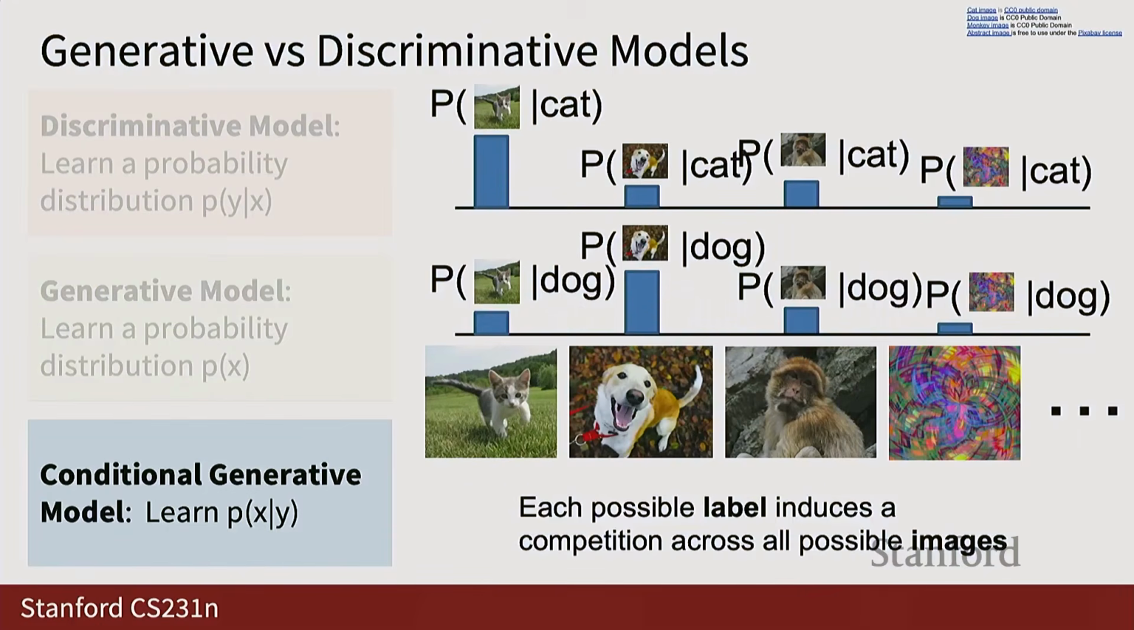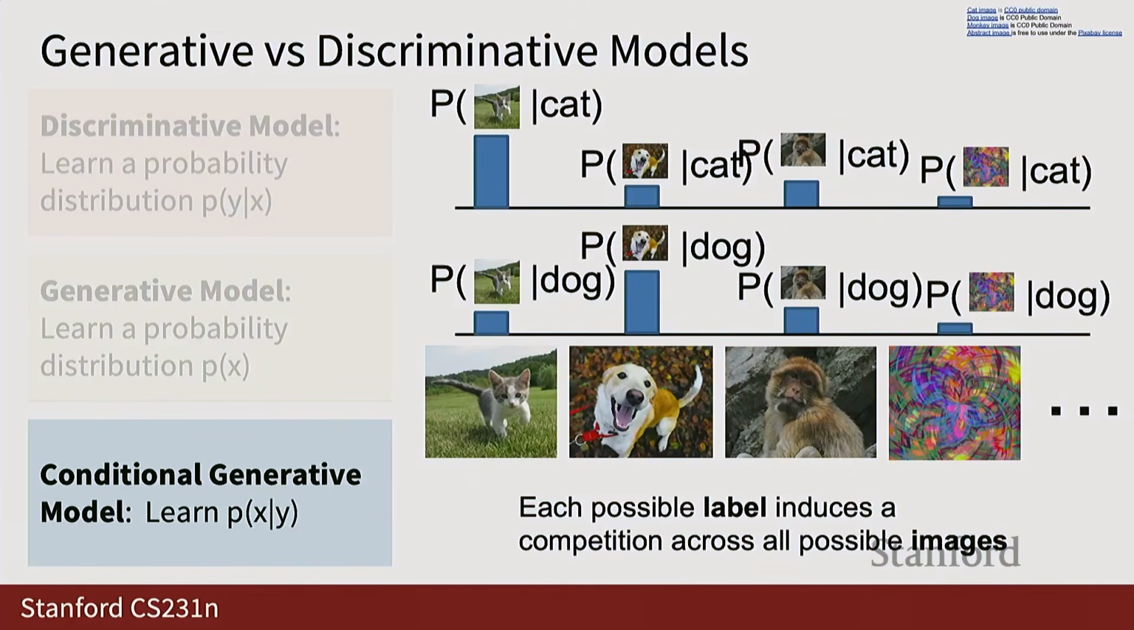And now a conditional generative model is even more interesting. This is where we're learning a conditional distribution over images X, conditioned on some label signal Y. Now this means that for every possible label, we're inducing a competition among all possible images. So if Y is, say, a categorical label of cat or dog, then for each possible label, the model is separately inducing a competition among all possible images.